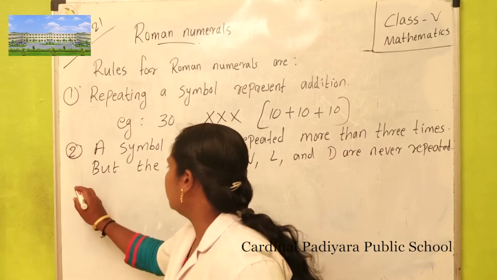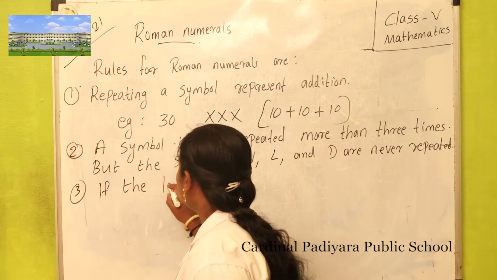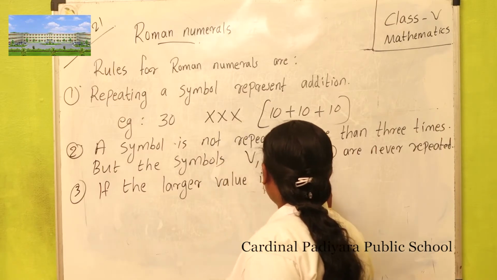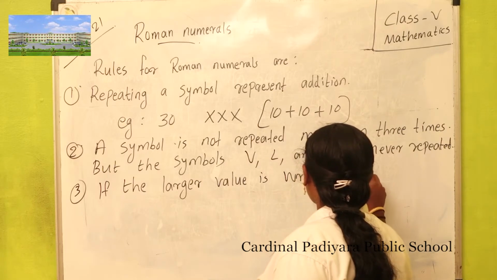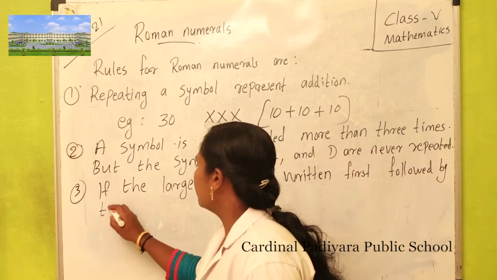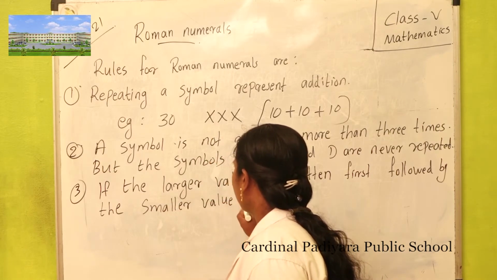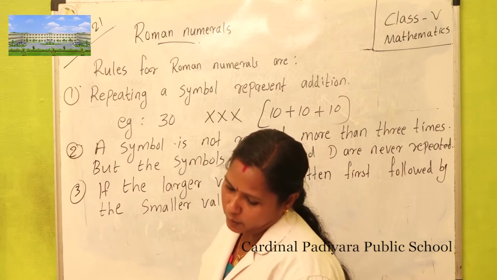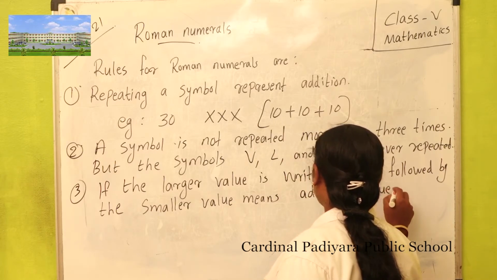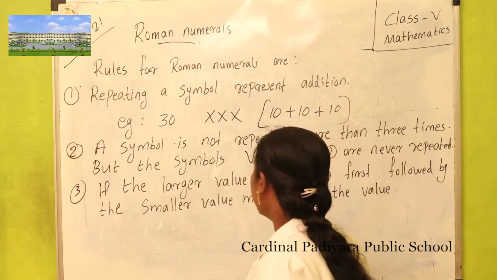Then the third rule. If the larger value is written first followed by the smaller value, it means add the value.